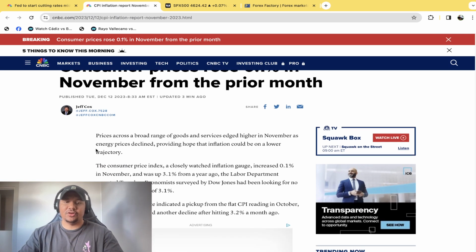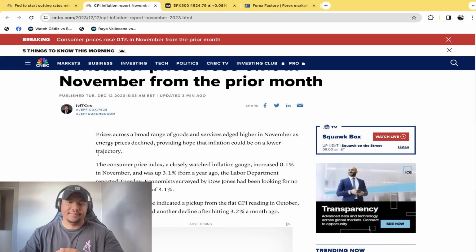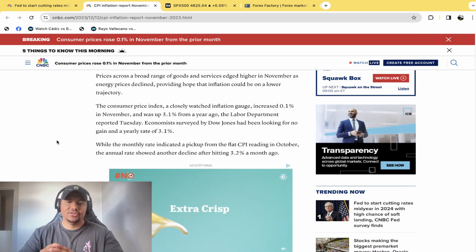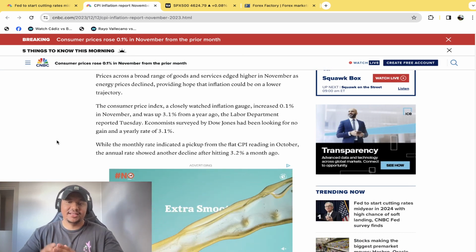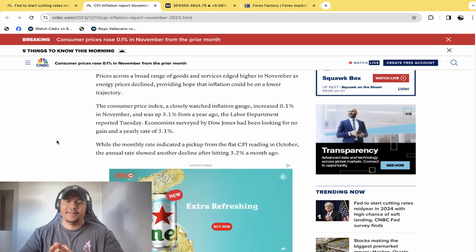It says here prices across a broad range of goods and services edged higher in November. Energy prices declined, providing hope that inflation could be on a lower trajectory. So that's a good sign. Again, like I said, the Federal Reserve is fighting to tame inflation. It says here the consumer price index, a closely watched inflation gauge, increased 0.1% in November and was up 3.1% from a year ago. The Labor Department reported Tuesday that economists surveyed by Dow Jones had been looking for no gain and an annual rate of 3.1%.